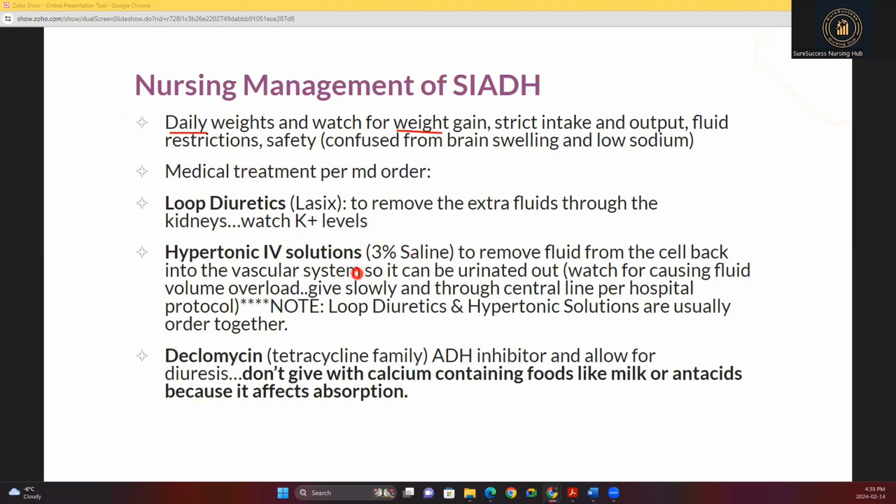Hypertonic IV solution to remove the fluid from the cells. And declomycin, as I told you, this is the medication which will decrease the ADH, because the ADH is super increased. This declomycin is a type of antibiotic once again. And the most important thing, if you have declomycin, don't give it calcium-containing food or antacid, because it is not being absorbed properly.